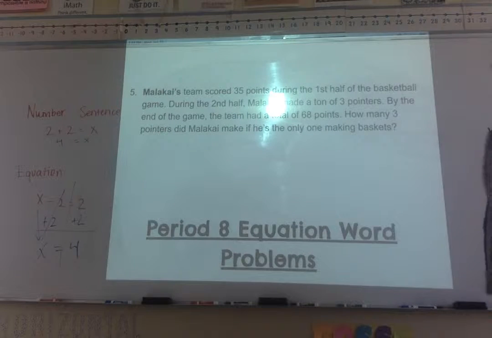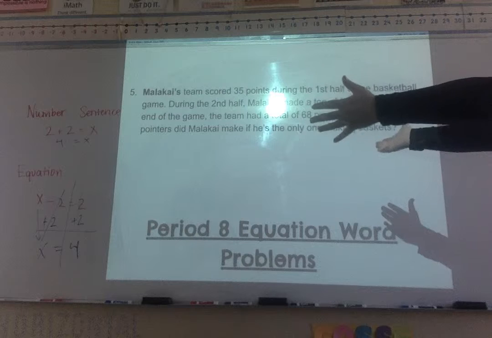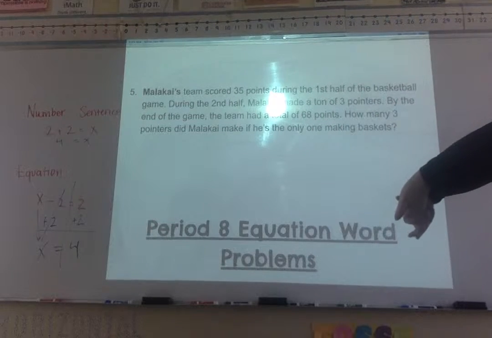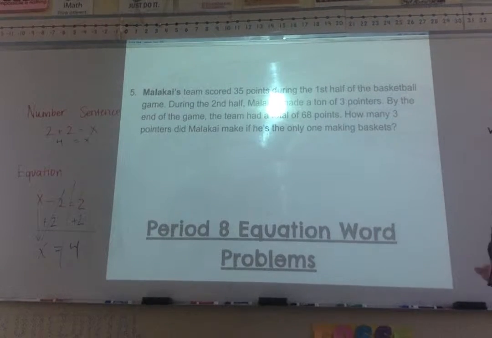He's the only one making the buckets. All right. Oh, I should have changed it to buckets. It says baskets, but I like buckets better. It makes it more like something you guys would say. You know what I'm saying?